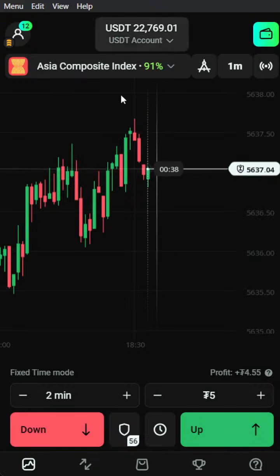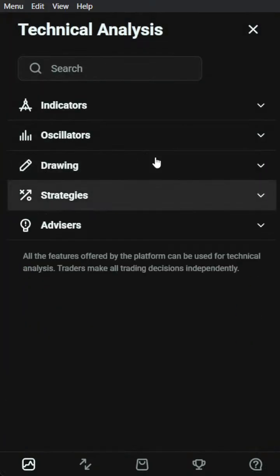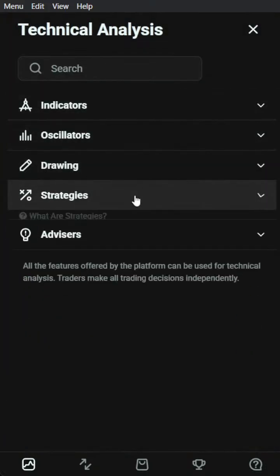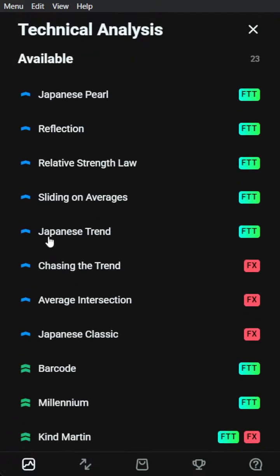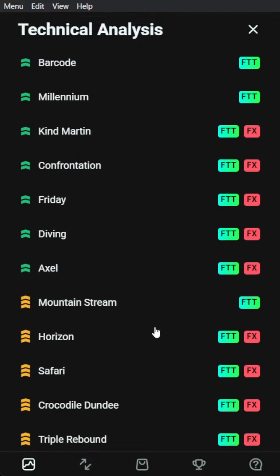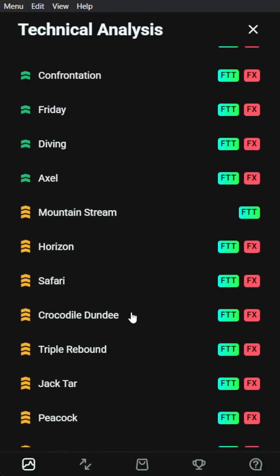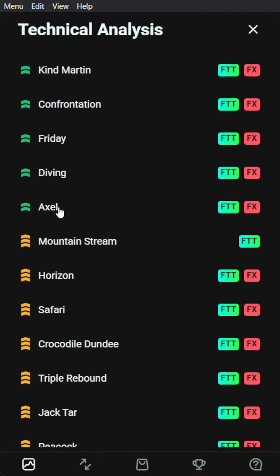Right now I will go to the technical analysis section, where we see this kind of list. I click on strategies. We have starter level strategies with blue arrows, then advanced level strategies with green, and yellow for the premium level strategies, which are the expert ones. Today we are going to learn the AXEL strategy, which is an advanced level strategy that works on fixed time and forex.